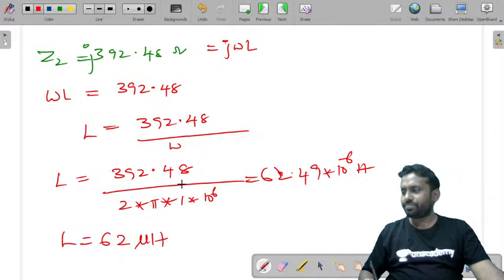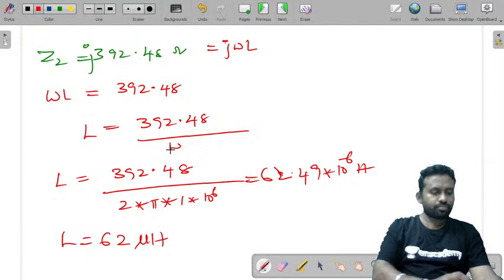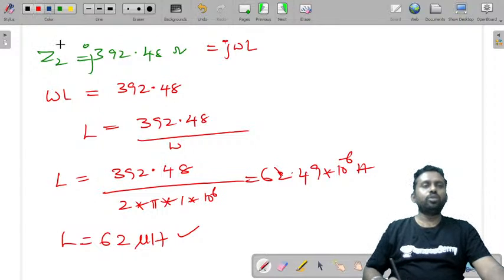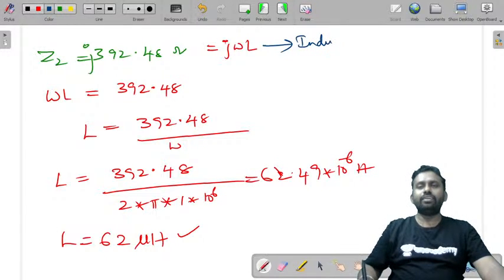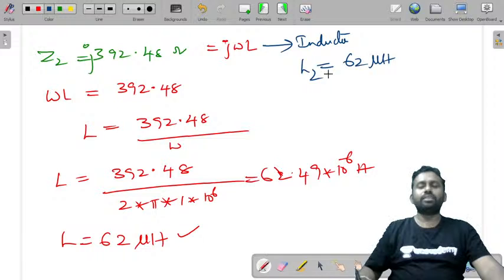392.48 divided by 6.28. So this is 62.4 into 10 power minus 6 Henry, 62 micro Henry. So Z2 is also an inductor with L is equal to 62 micro Henry. So this is L1. Let us call this as, and this is L2.